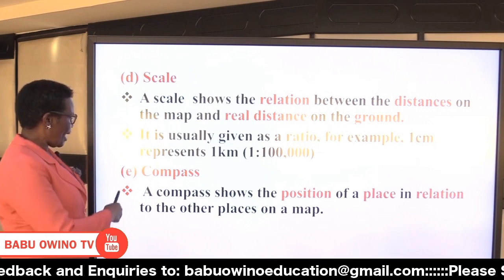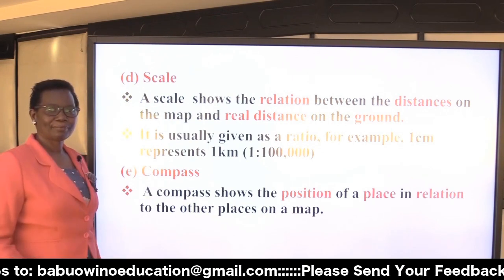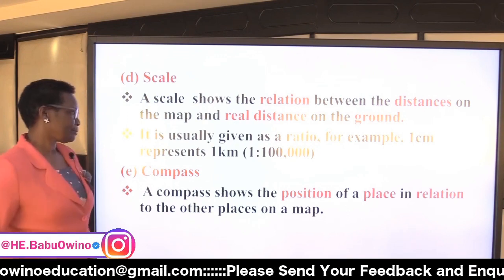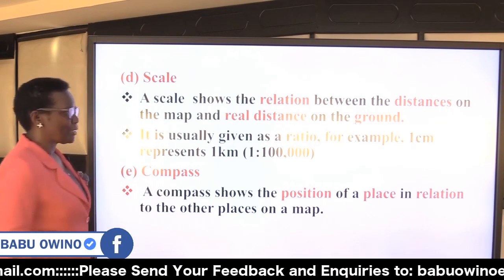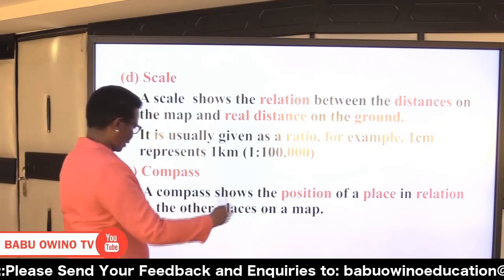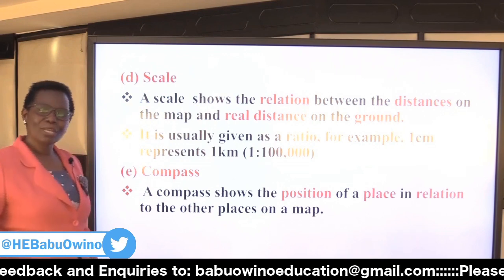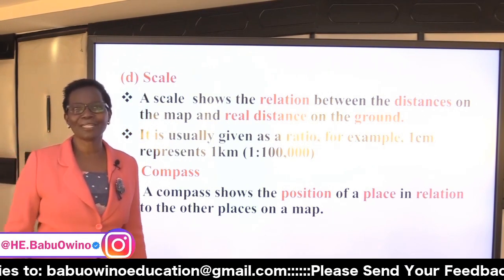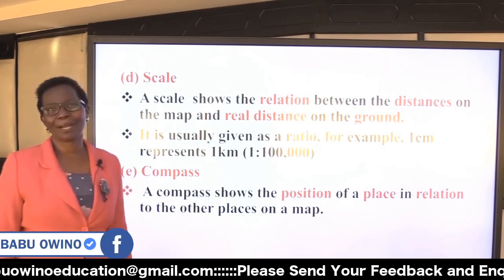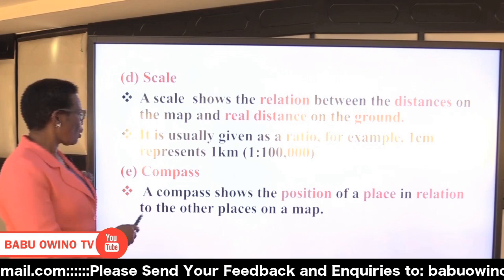Then we have number 5, which is called the compass. This compass shows the position of a place in relation to the other places on the map. Just the way you sit in class. There are those people who sit in front, and there are those ones who sit at the back. So if I want to find them, I will just use the compass.